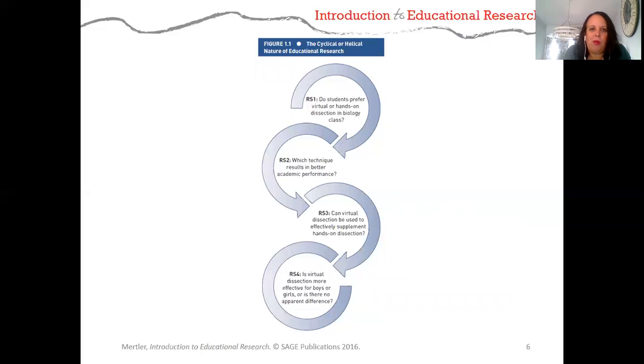So as I mentioned, there'd be a figure. There's a cyclical or helical nature of educational research. And this just shows that as you look at a question, it evolves and changes over time until you get to a more defined research question.